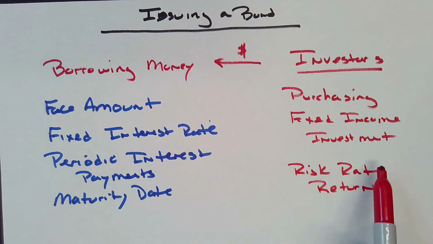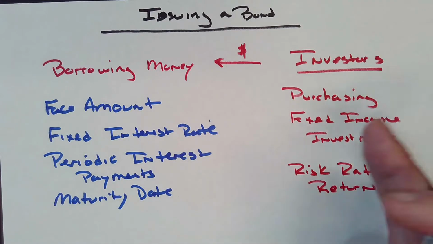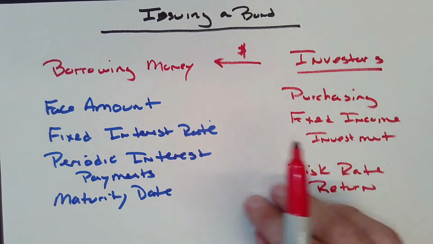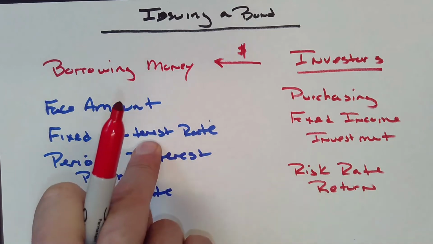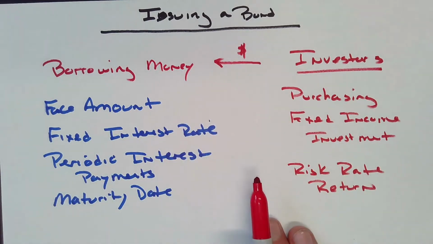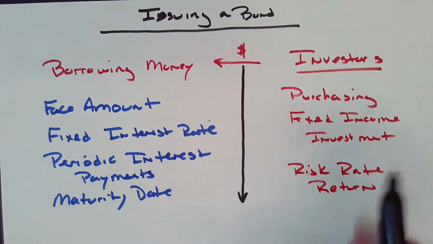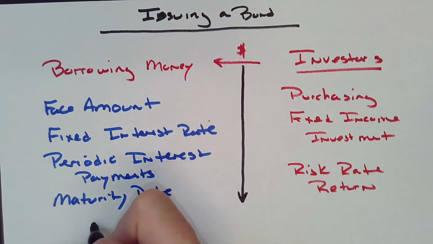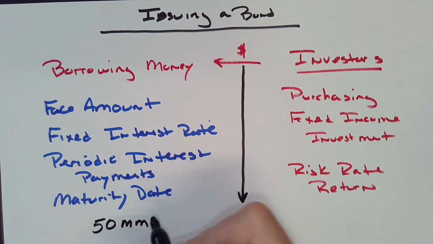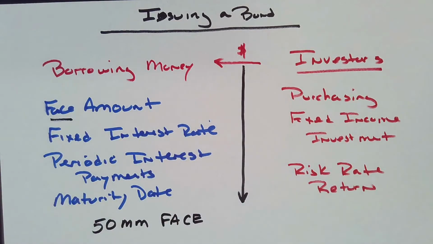Right? And this encompasses the risk-free rate plus some of the other risks like credit default, etc. So they would compare their risk rate of return versus this fixed income. And then they're going to pay us money. Now, of the money that they pay us, if they give us a smaller amount of cash than the face amount, say the face amount is 50 million. Our face amount is 50 million, but they only give us 48 million.